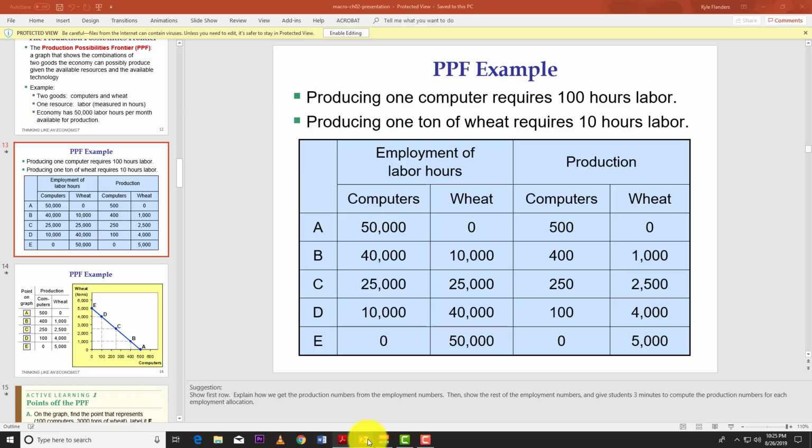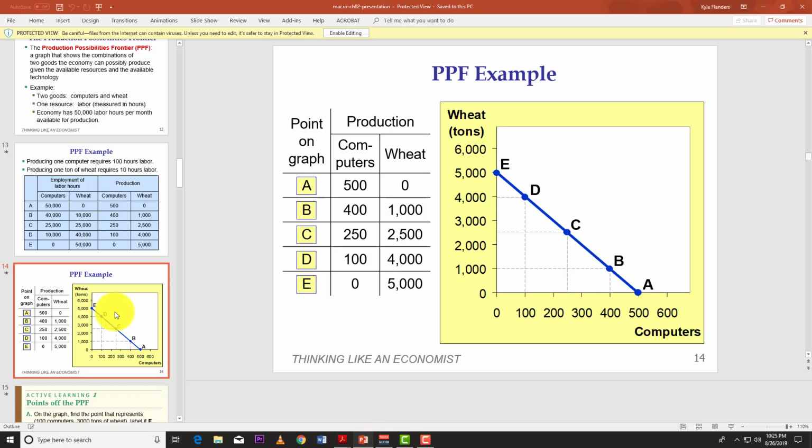Alright, let's look at it in another graph. Look at this graph here showing the wheat and the computers. As we explained earlier, E, D, C, B, A, all these are efficient points. All of these are efficient points. It's just different combinations. At E, using all the resources to produce wheat. At A, using all to produce computers.